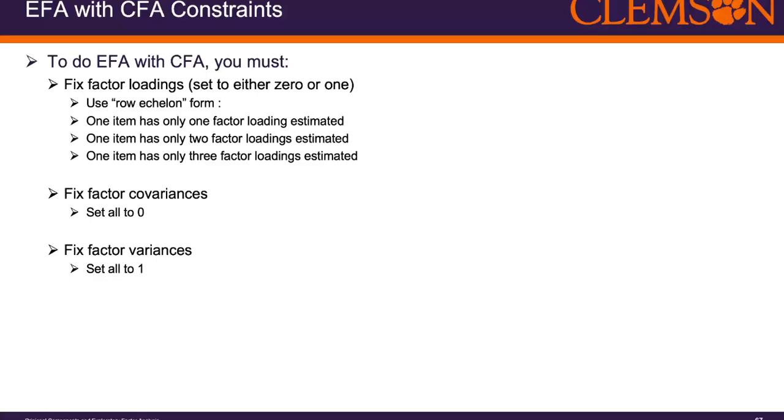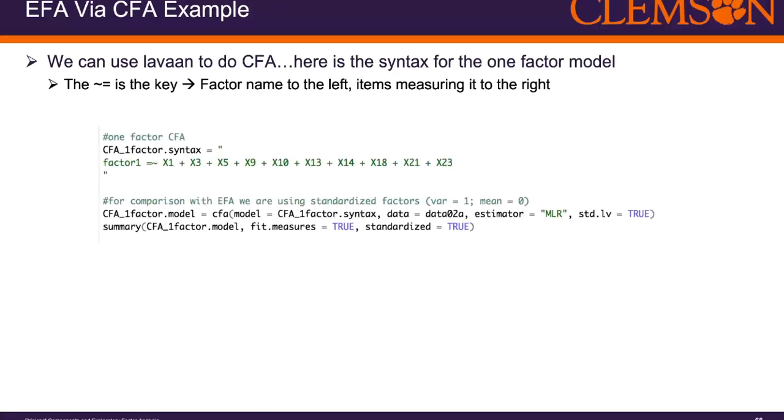The term row echelon refers to this triangle of zeros at the top right of your factor pattern matrix. We will also have to fix all the factor covariances to 0, so the factors are uncorrelated, and fix all factor variances to 1. This is an identification method, the standardized factor approach. So then what we do is just run lavaan. For the 1-factor model, we can put this syntax into lavaan. The equal tilde defines the factor.